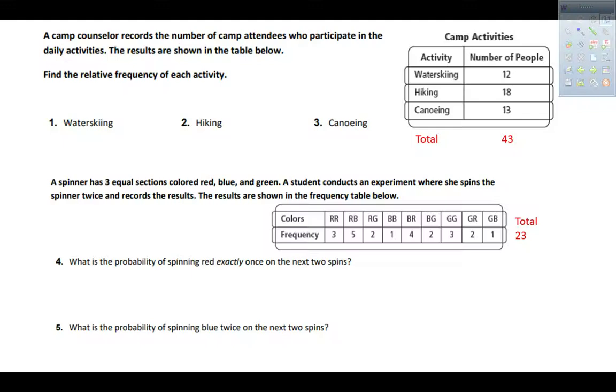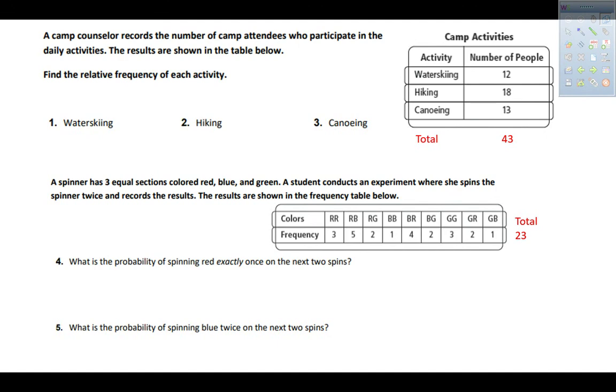All right, if you see a frequency table, the first thing I need you to do is add up the totals. In any probability, we need a big number for the bottom, and in a table, that big number is going to come from adding the totals up. Sometimes you might get a table that does that for you, and it says like total. But if you don't have that, then you need to find the total. So I added them all up, and I got 43.